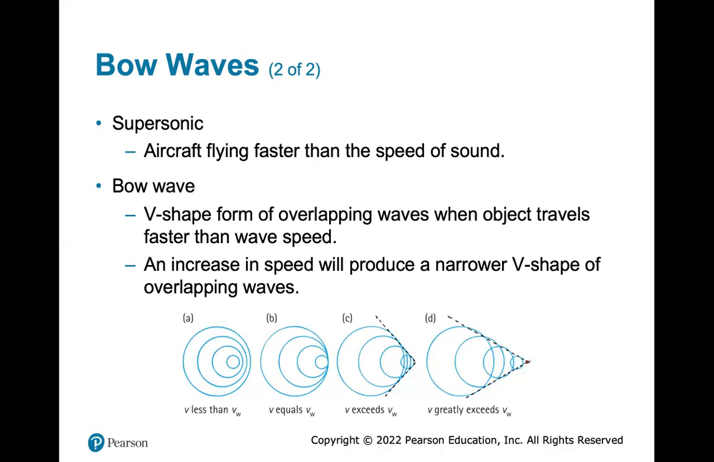So a bow wave is the V-shaped form of overlapping waves when an object travels faster than the wave speed. So this is less than the velocity of the wave. This is V equals the velocity of the wave. Here you exceed the velocity of the wave. You get this bow shock, and if you greatly exceed it, then you can see it's a narrower angle. An increase in speed will produce a narrow V shape of overlapping waves.